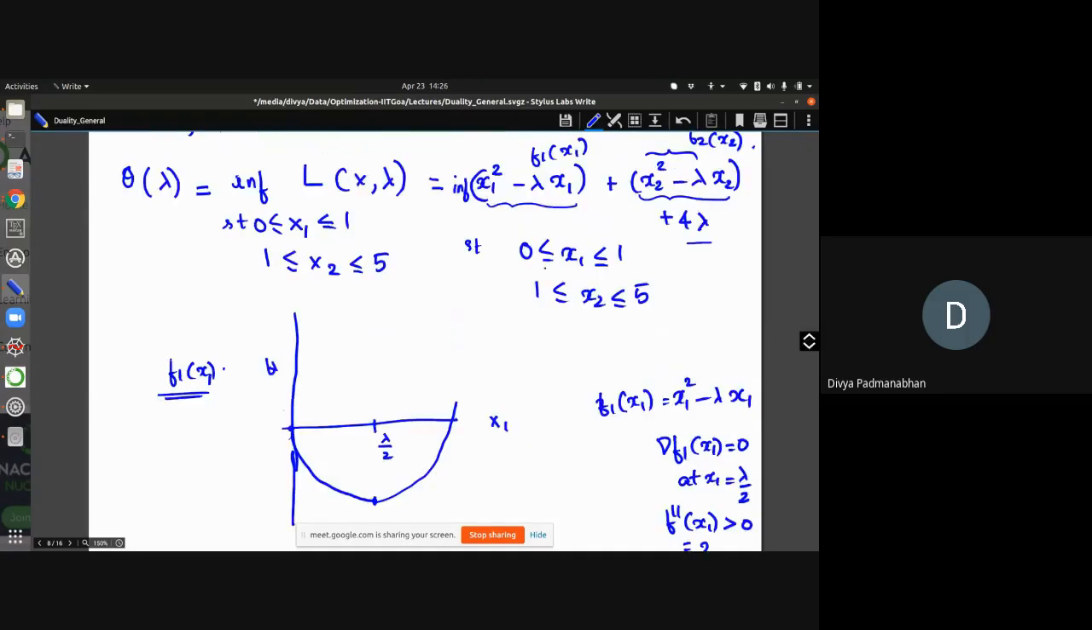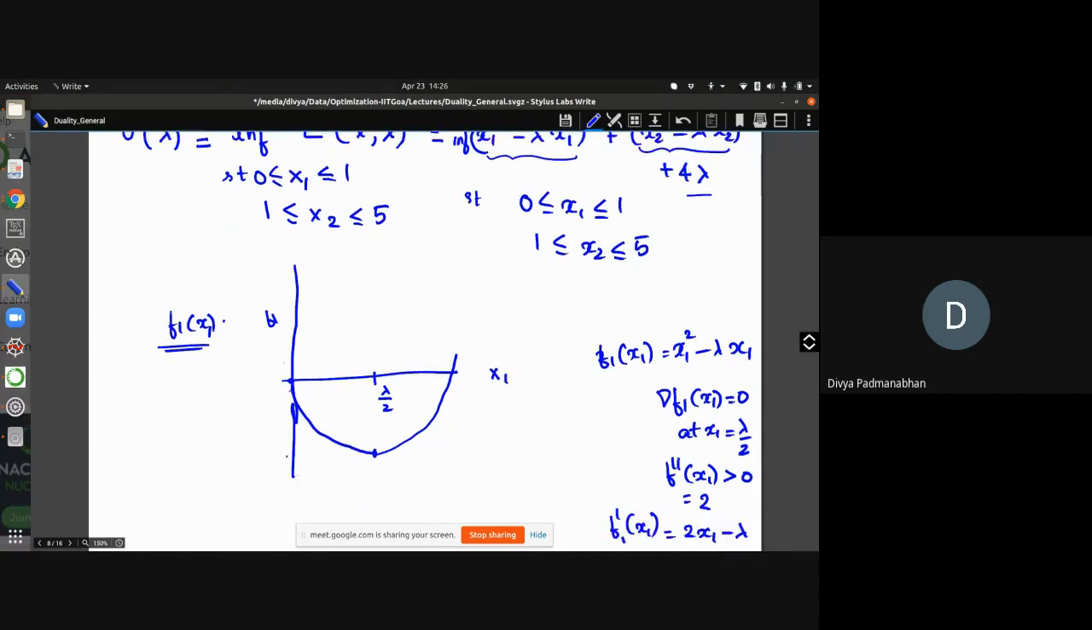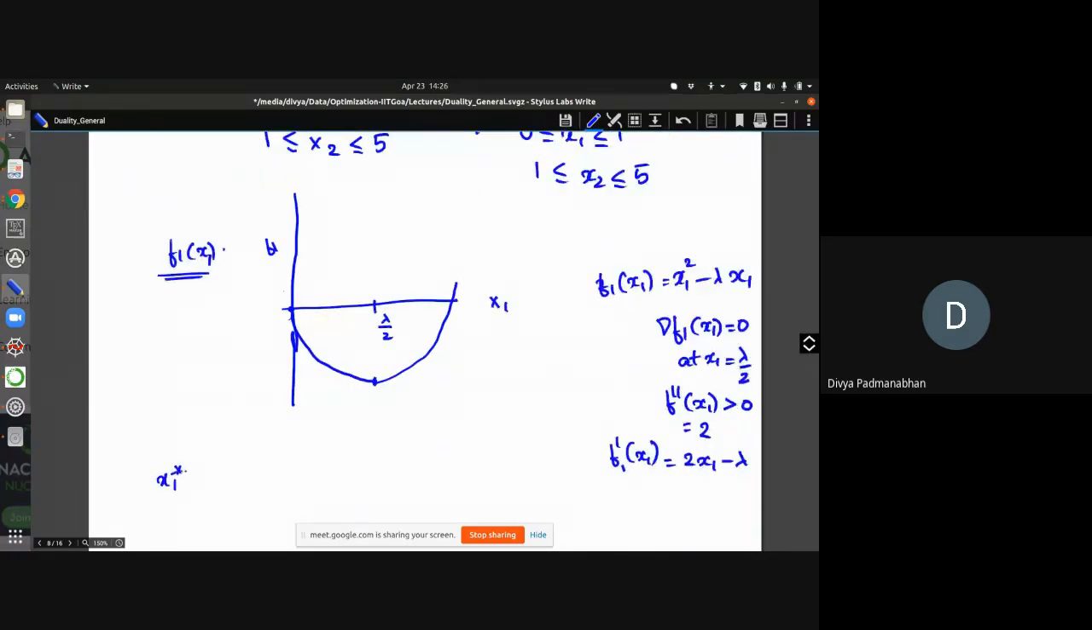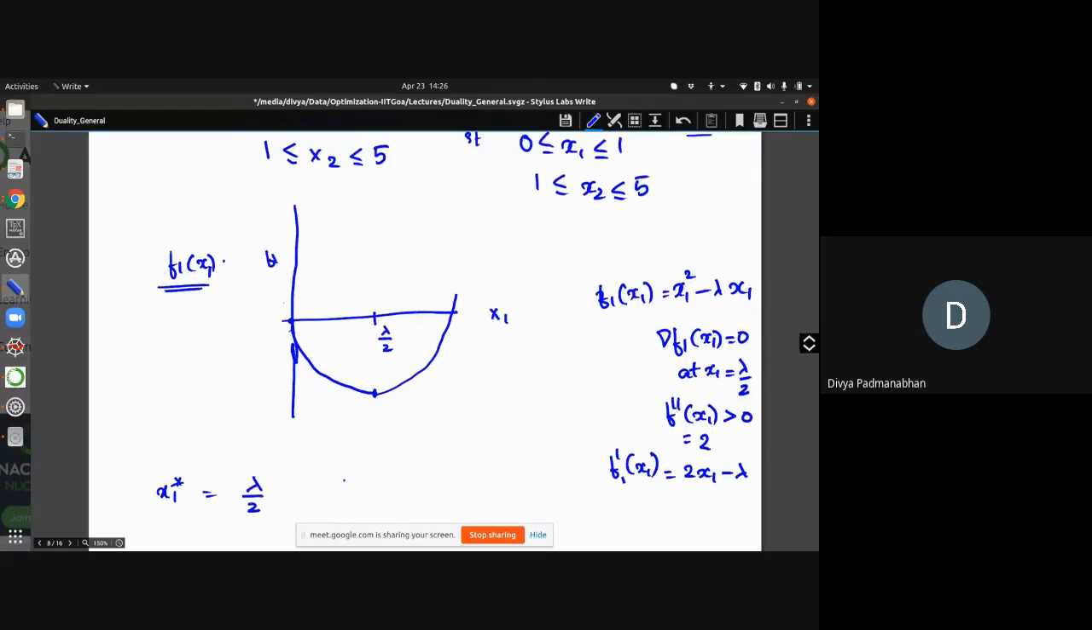But you also have this constraint, right? 0 less than or equal to x1 less than or equal to 1. So now x1 star equal to lambda by 2 works only provided lambda by 2 is in your interval. So if lambda by 2 is less than or equal to 1, and of course it's greater than 0, that's given, then lambda by 2 is the minimum.